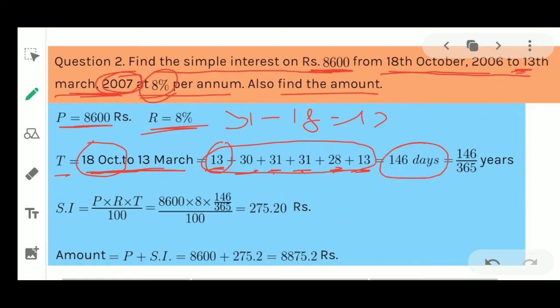And as I told you, you have to convert time into years, that's why 146 by 365 years. Now SI equals P into R into T by 100. So now put the values. P is 8600 multiplied by R, 8, into time, 146 by 365, divided by 100.